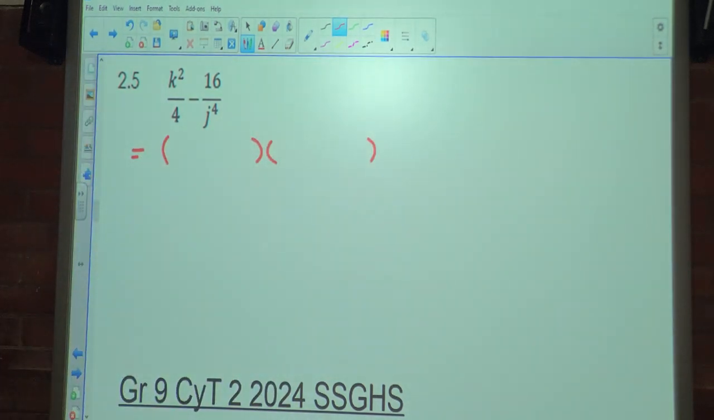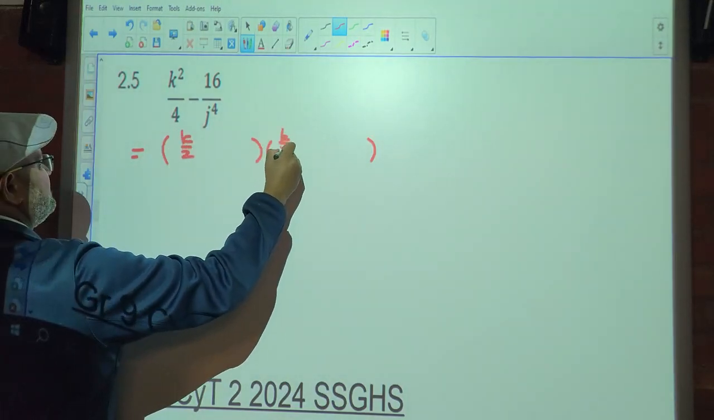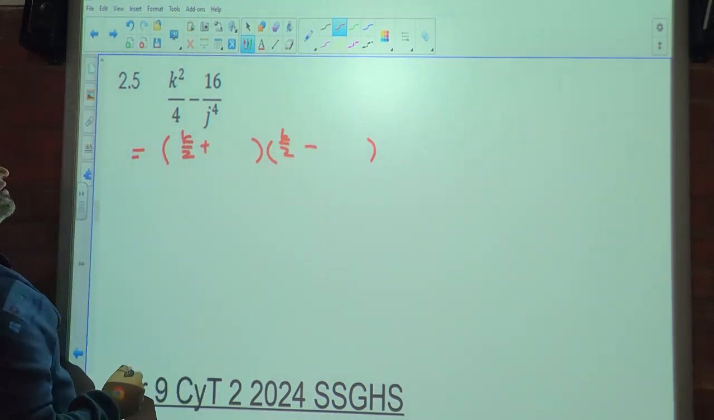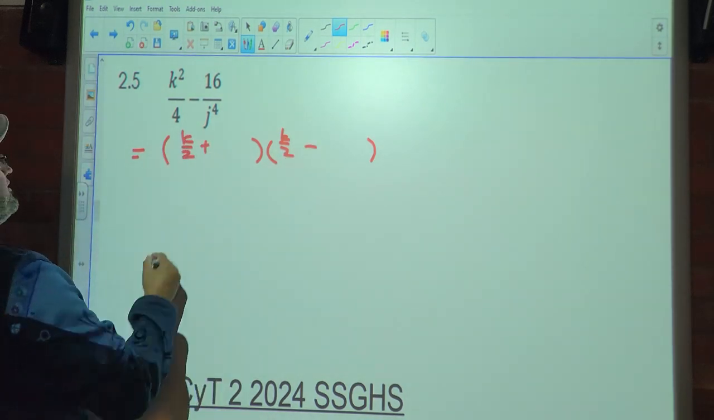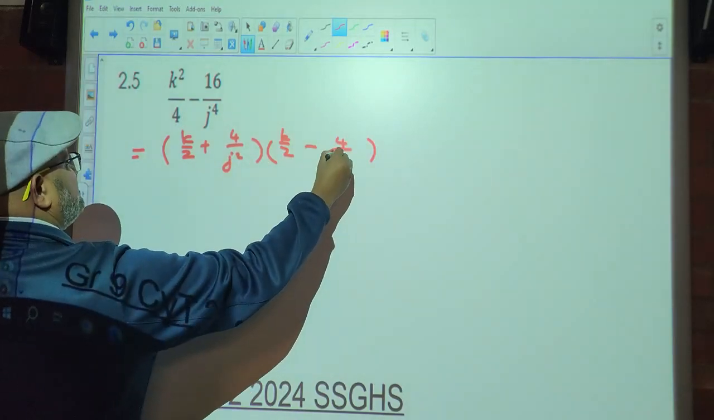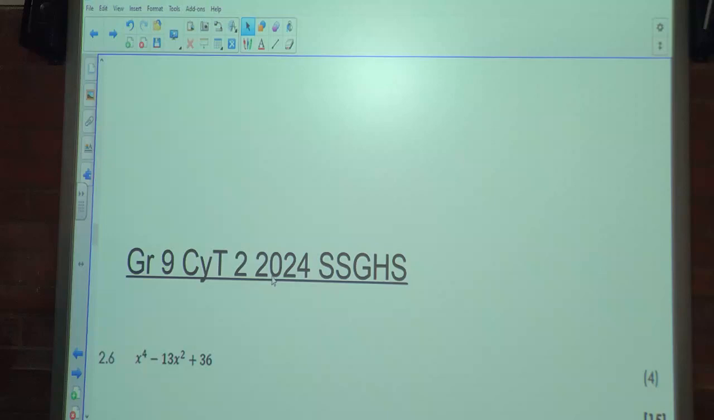What's the square root of k squared over 4? K over 2, plus the other minus. What's the square root of 16 over j to the 4? 4 over j squared. Alright, you all agree with that? Next.